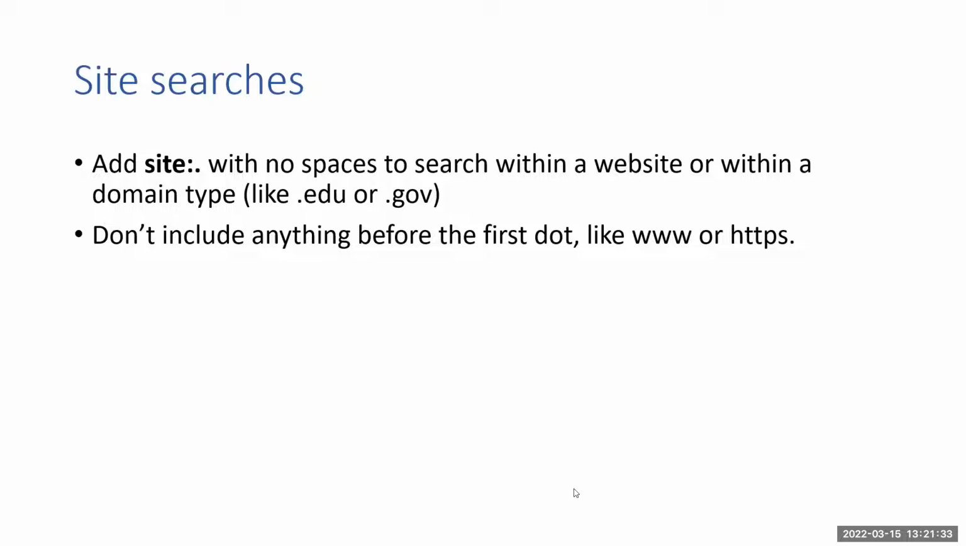So the last one, and this is one I probably use the most when I'm Googling for things, is that I want to search within a site. And what you do is you have the word site, colon, and a period, and then the website, but without the stuff like HTTPS or www.